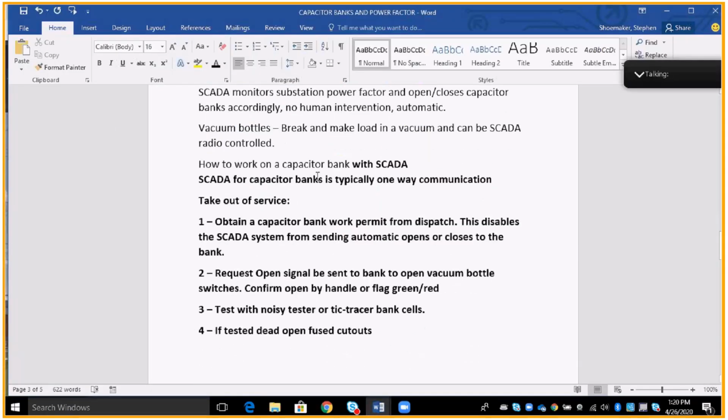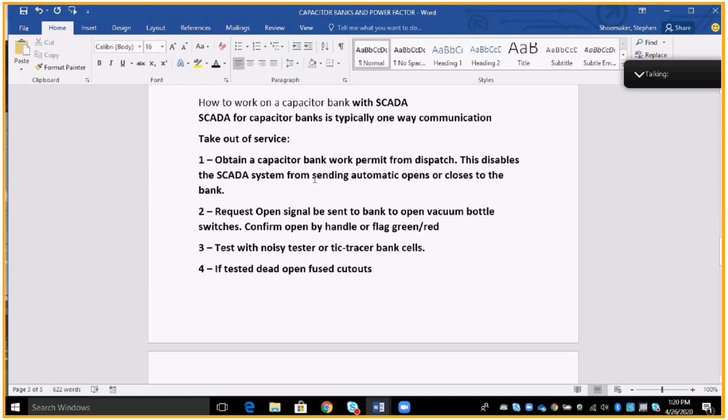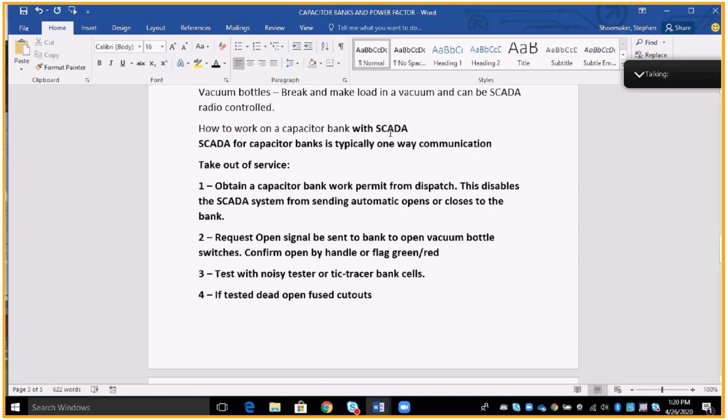So, how do we work on a capacitor bank with SCADA control? Remember, SCADA for capacitor banks is typically one-way communication. You might find an instance where it sends a signal back to the station and confirms closed, but really that's overkill because I'm already measuring that information in the substation. I really don't need the bank itself to send a signal back to let me know that the capacitor bank is open or closed.